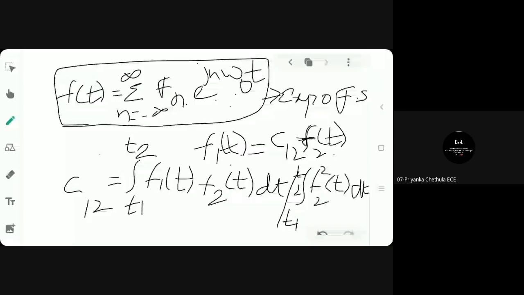Now you tell me what is C12 equal to? In place of C12, Fn is there. So now you tell me what is Fn equal to. Ma'am, are you listening? Yes, ma'am. Now you tell me.